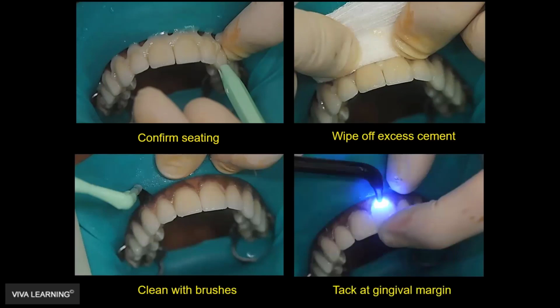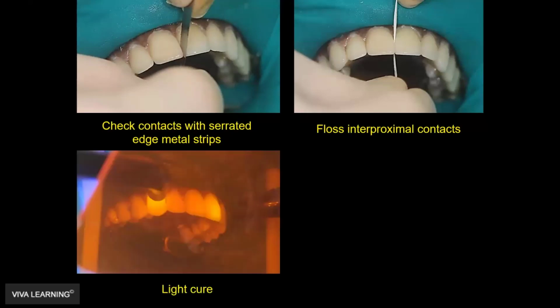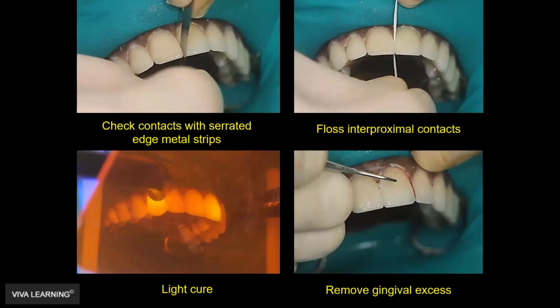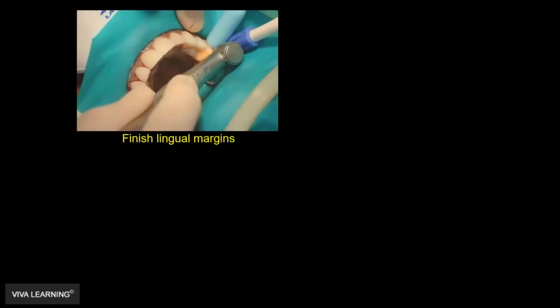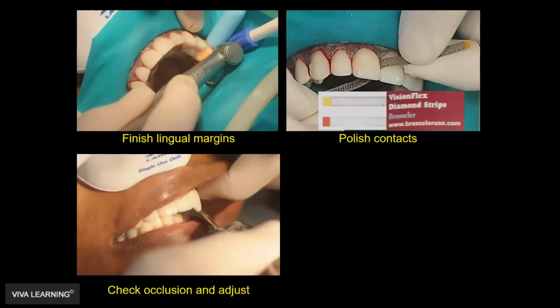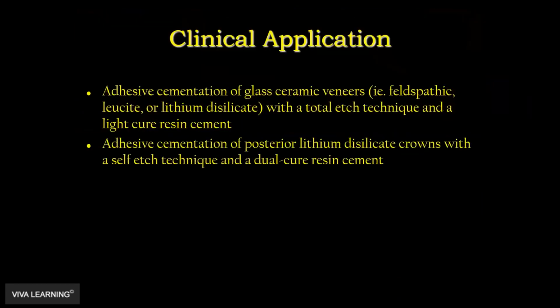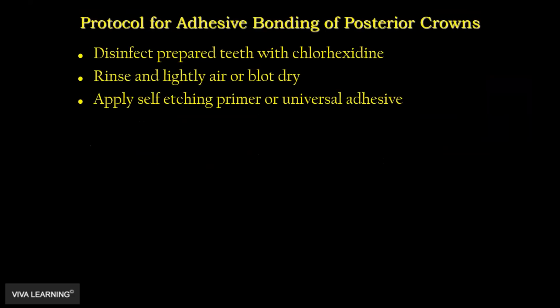And then we're going to come back and tack at the gingival margin, just like I was saying, holding these in place. And once we tack them down, we can come back and floss. If you can't get floss through, take one of these little metal strips and go down and straight out. And then you can go ahead and floss all your contacts. Then we light cure. We remove any excess from the gingival margin with a scaler. We adjust the occlusion, polish interproximally, check the occlusion, and then polish. And then we're done.